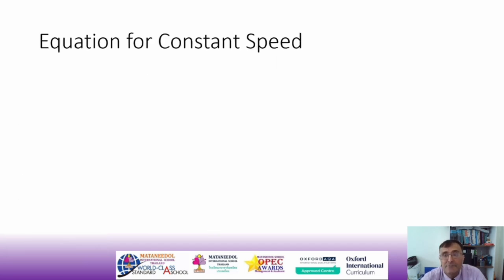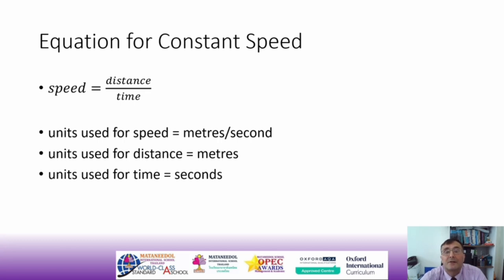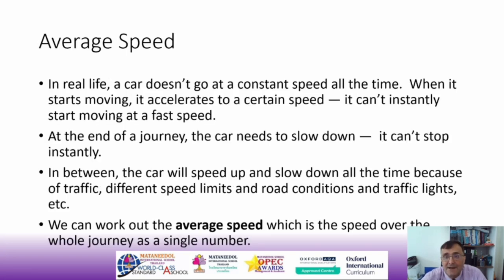So our equation for constant speed is simply speed is the distance we travelled divided by the time it took us. The units for speed are meters per second. The units used for distance are meters. So that tells us, with the units for time being seconds, that the units for speed are meters per second. Got that? Okay. Well done.